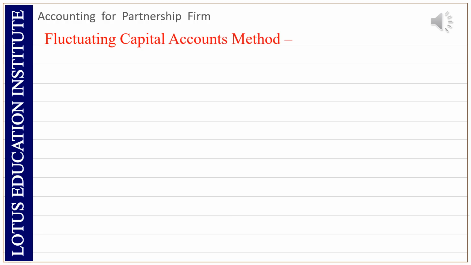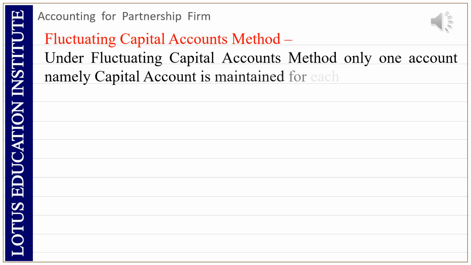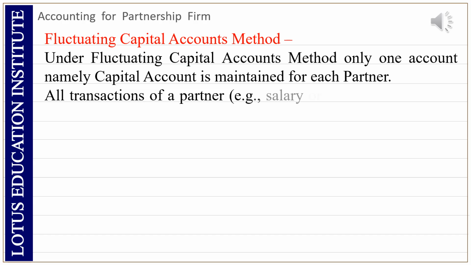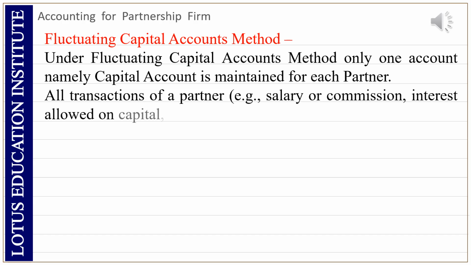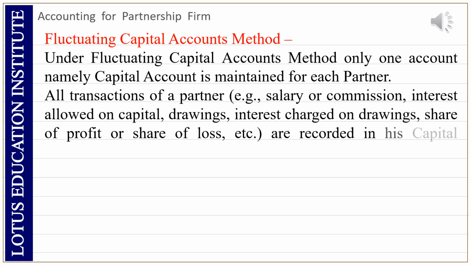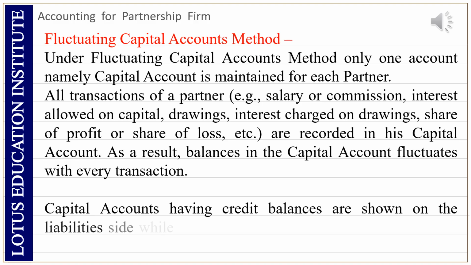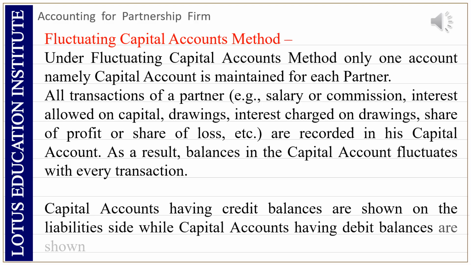Fluctuating capital accounts method. Under fluctuating capital accounts method, only one account, namely capital account, is maintained for each partner. All transactions of a partner, for example, salary or commission, interest allowed on capital, drawings, interest charged on drawings, share of profit or share of loss, etc., are recorded in his capital account. As a result, balances in the capital account fluctuate with every transaction. Capital accounts having credit balances are shown on the liabilities side, while capital accounts having debit balances are shown on the assets side of the balance sheet.